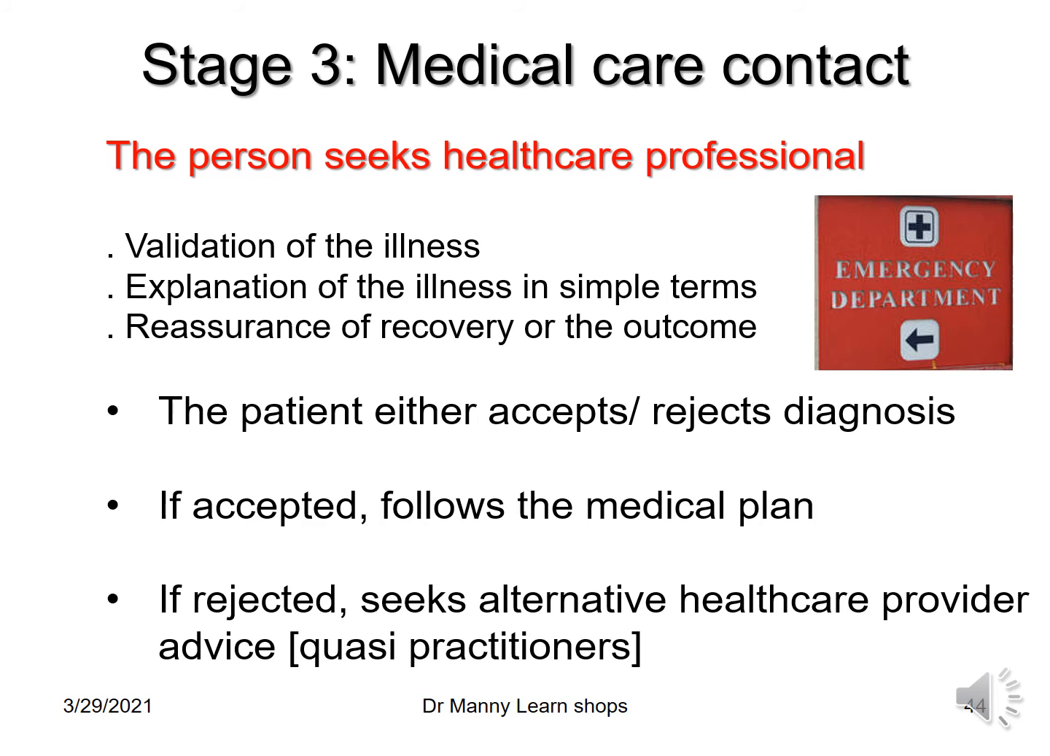However, the patient either accepts or rejects the diagnosis. They may say, well, I don't have this. And they may go to another healthcare professional. An example would be not going to a conventional medical practitioner. You may be looking at Chinese medicine, Indian medicine, tribal medicine, an alternative. However, if it's accepted, the person who's ill follows the medical plan. If it's rejected, as I indicated, they seek alternative healthcare provider advice, referred to as quasi-practitioners. Acupuncture, cupping, health remedies that are typically not accepted or evidence-based by medicine.